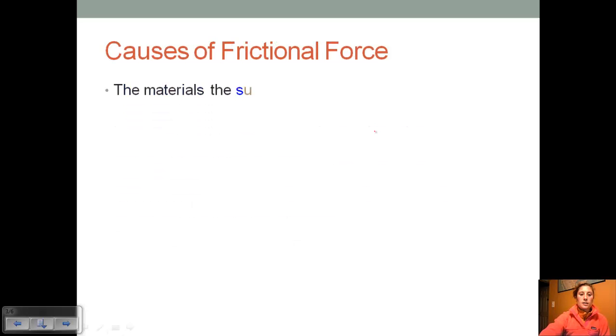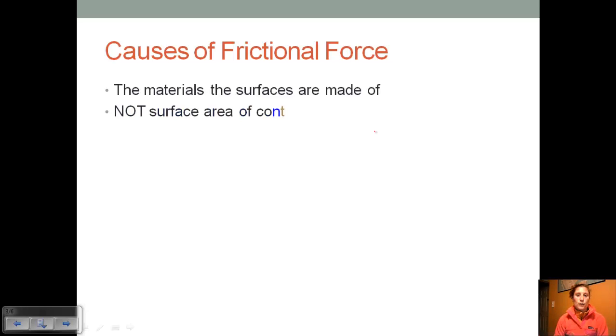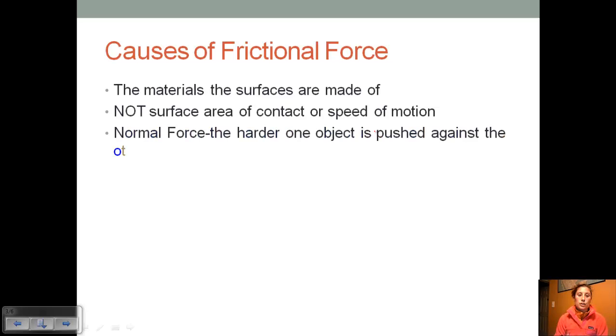Okay, so let's look at some causes of frictional force. The materials that the surfaces are made of matter. If you think of a smooth pavement versus a really rough pavement, say you're trying to rollerblade, it's going to be a lot more difficult on the rough surface. Same thing if you're ice skating, it works much better if the ice is really smooth. There's going to be less friction in that case. Things that don't influence frictional force would be the surface area of contact, so how much of the 2 surfaces are in contact, or the speed of motion. Those things are not going to influence friction.